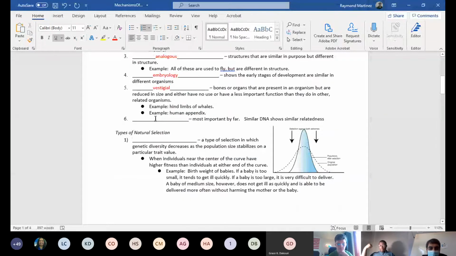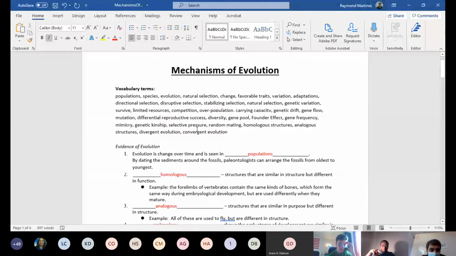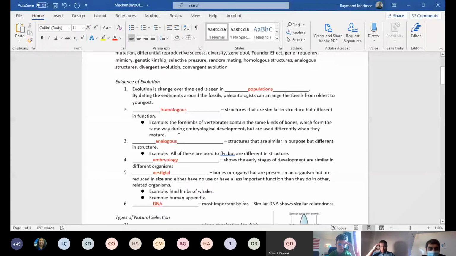And this one's easy. Last one. Most important evidence for evolution has to do with your genes. It is your DNA. I think if you wanted to use the one that they put up here, it was genetic kinship. Yeah. But those are some fancy words. DNA is the important thing.